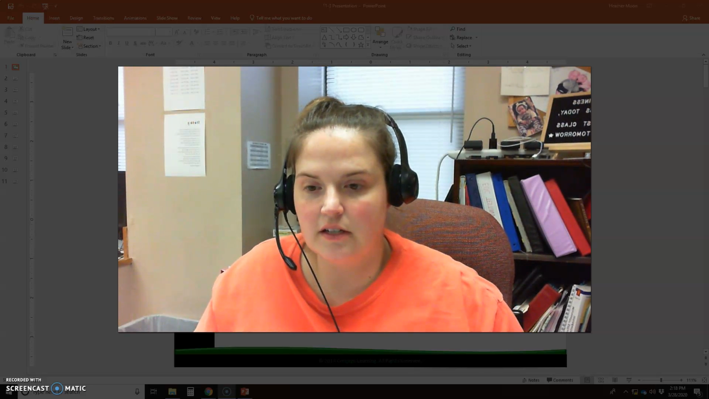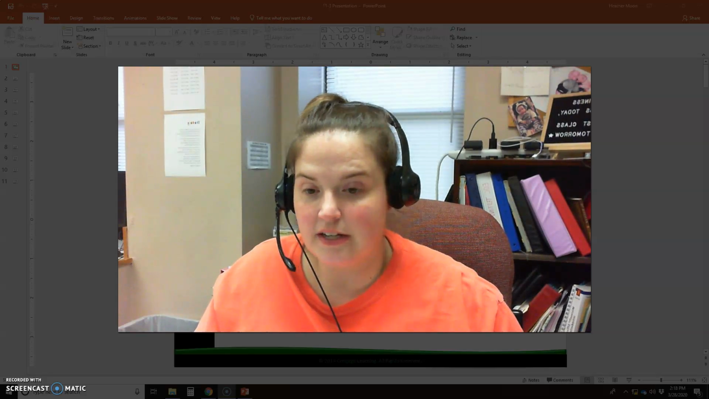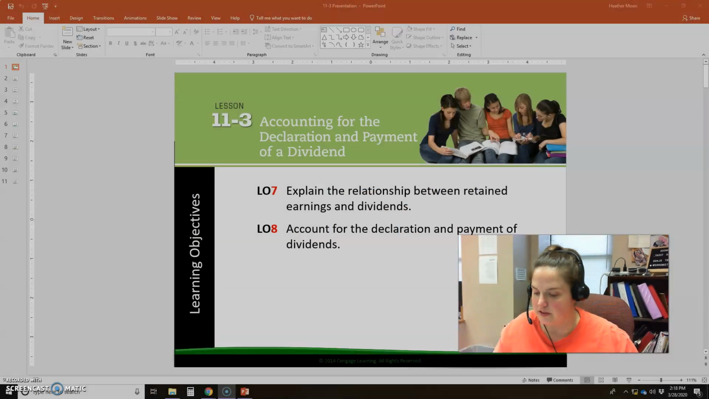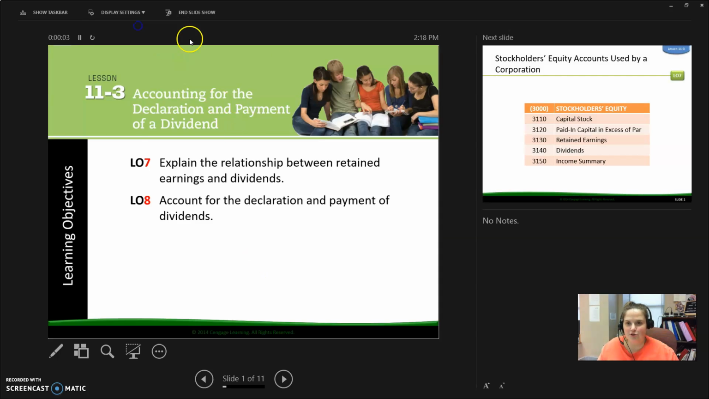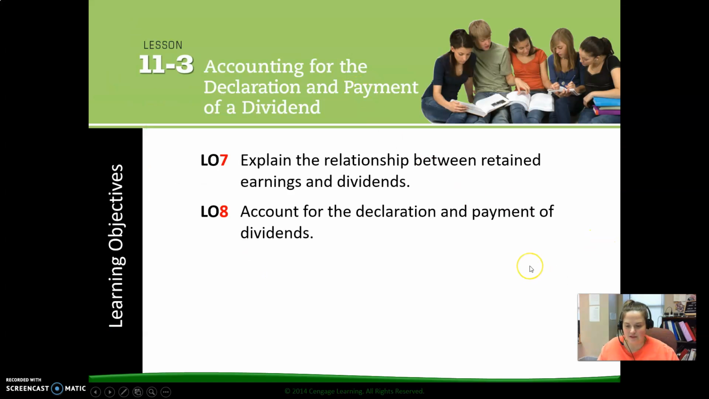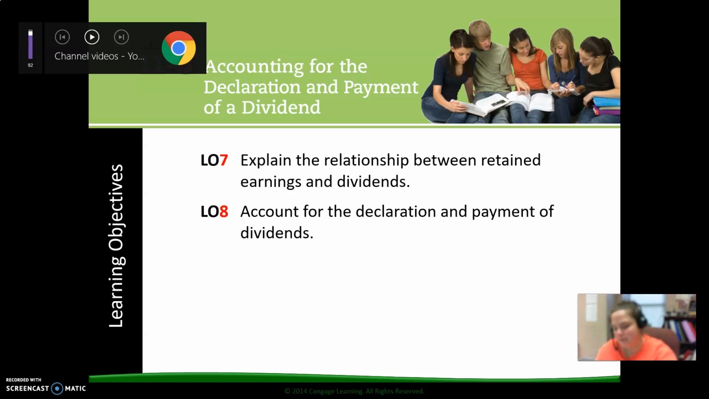So this lesson is for Chapter 11-3, and it's accounting for the declaration and payment of a dividend. Dividend is a new word, but I know for sure everybody loves the word dividend because it means money. And everybody loves money.